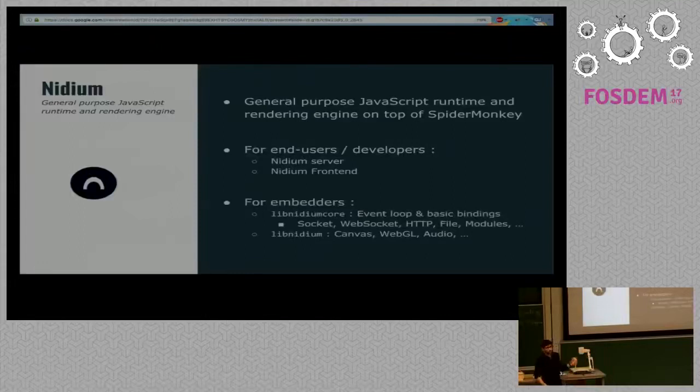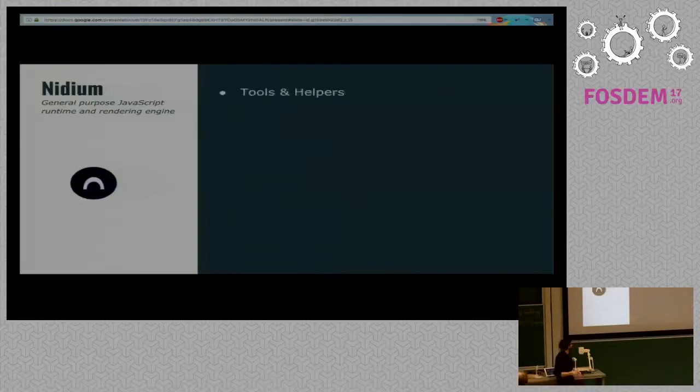So for embedders, this is what may interest you more. We have two libraries, and two software built on top of those two libraries. LibMedium Core, which implements embedding hooks and some basic bindings, like socket, WebSocket, HTTP, file, module, thread, and other stuff. And we have LibMedium, which implements bindings for Canvas, WebGL, Audio, and a few other things too. We also have a bunch of tools and helpers inside of our project to help build all the third parties.